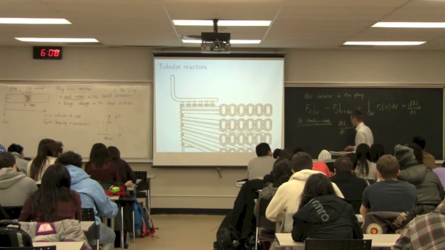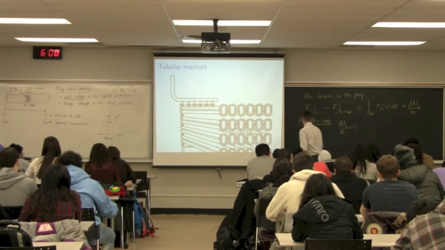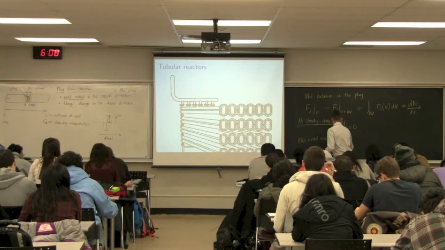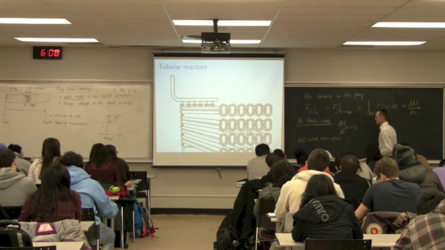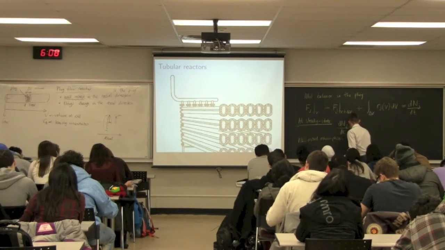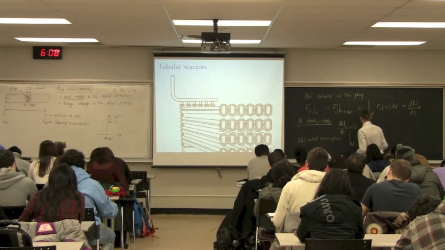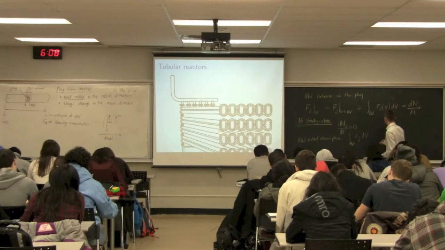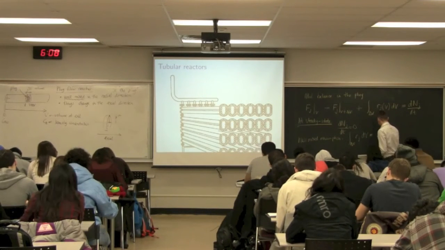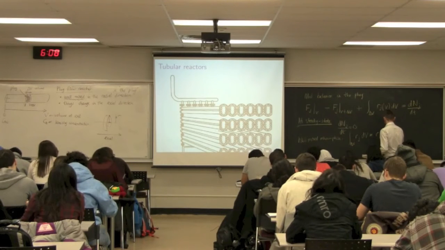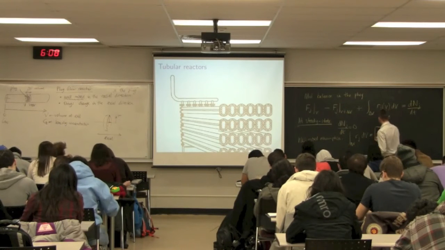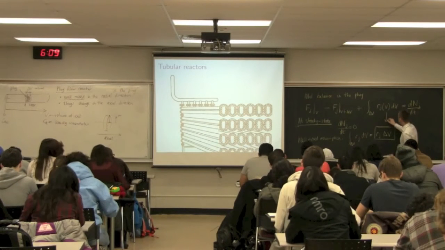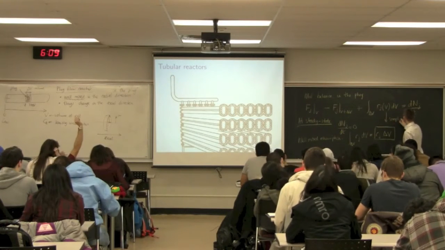Sorry, let me just add another assumption here, using the well-mixed assumption. It implies this integral simplifies. The integral over delta V, Rj is not a function of the volume anymore. So the integral of Rj dV is then equal to Rj times delta V. The well-mixed assumption implies that this simplifies.